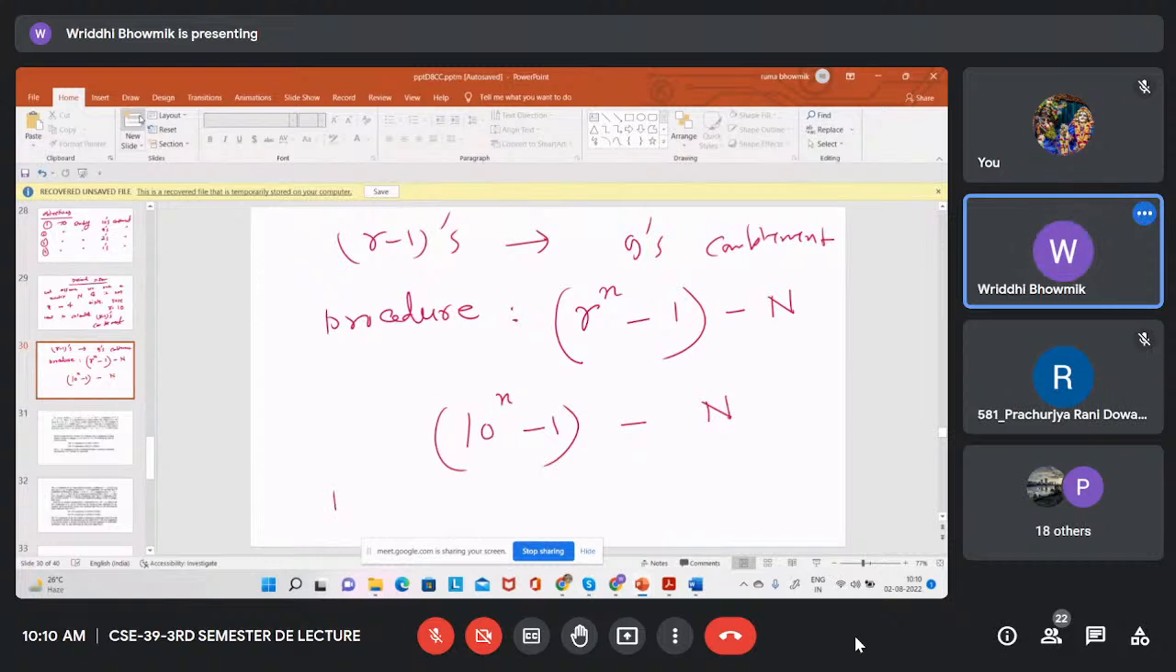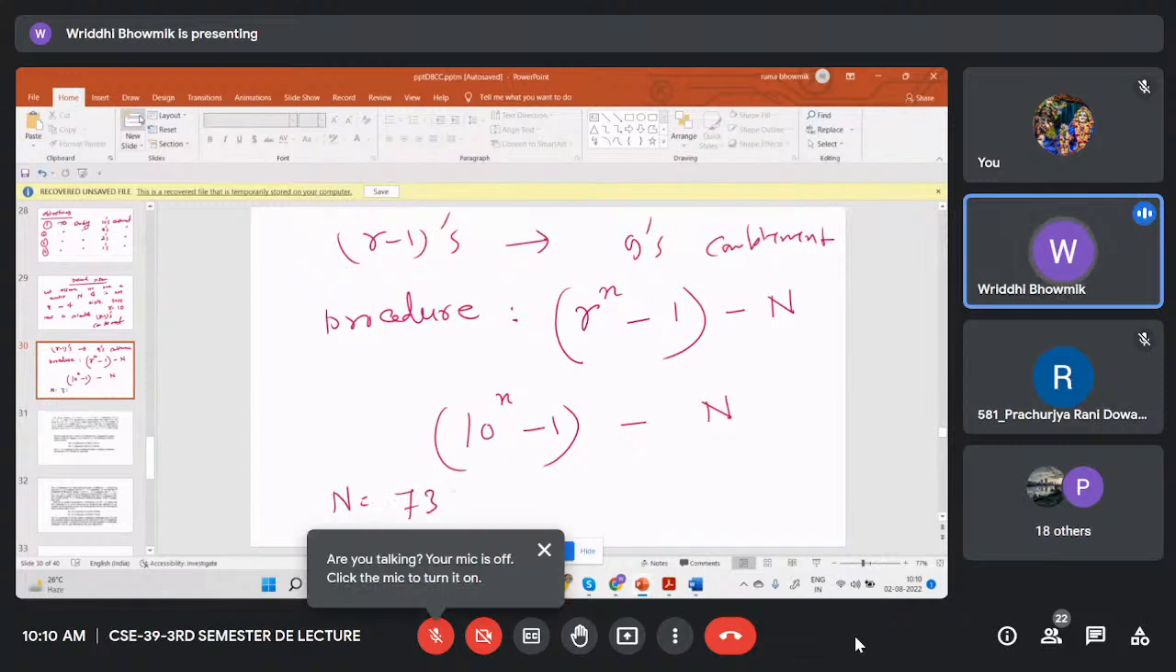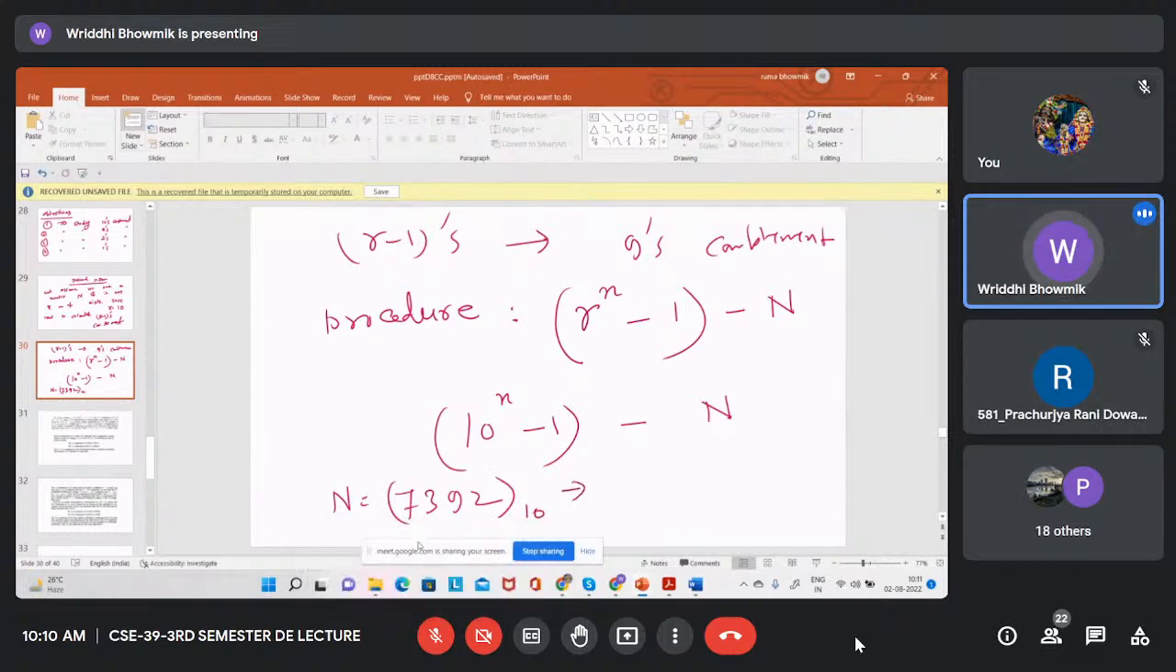Suppose capital N is equal to 7392. It is in the decimal system, base 10. So how to find out the 9's complement? 10 to the power 4 minus 1 minus 7392, because small n is the number of digits present in the decimal number. So how many digits are involved? 4 digits: 7, 3, 9, 2. So 10 to the power 4, then minus 1, then minus this number 7392.